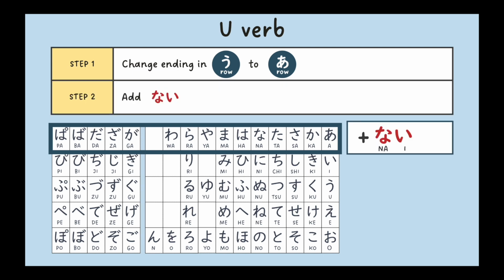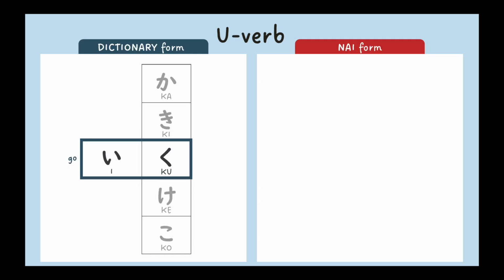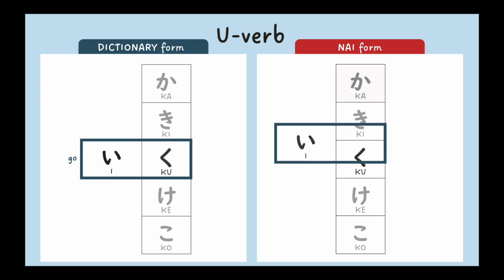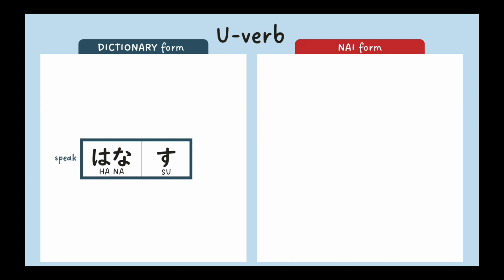Let's see some examples. The first example is iku, to go. Iku ends with ku in ka-ki-ku-ke-ko. So for step 1, change the ending from ku to ka by going up to the a row. And step 2, add nai. So iku becomes ikanai.